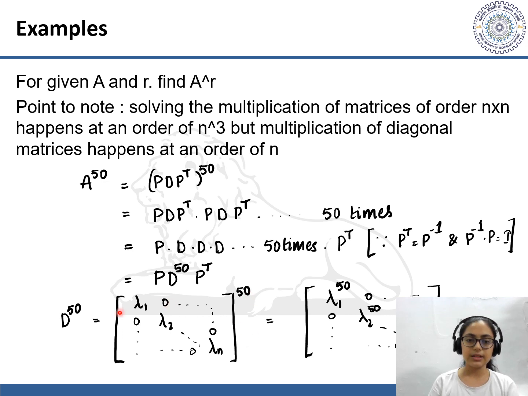normal multiplication. Let's take D square. Then you multiply this with another of the same matrix. That is, you multiply this row with that column. Just lambda 1 gets multiplied with itself the number of times given by the power. So therefore, D power 50 would be this.